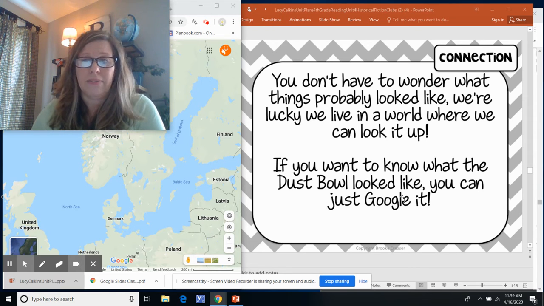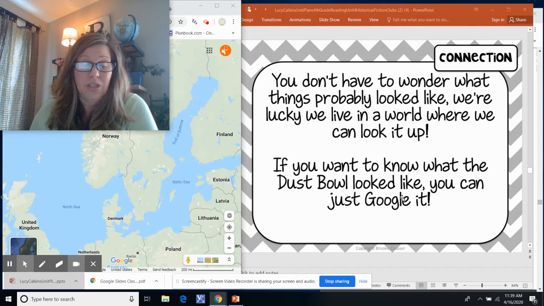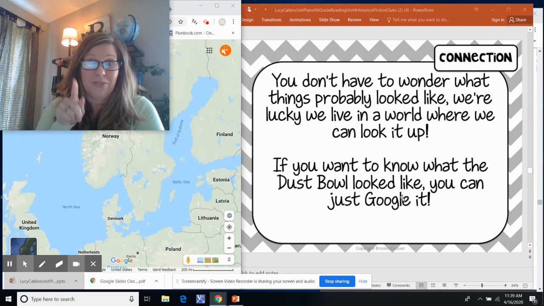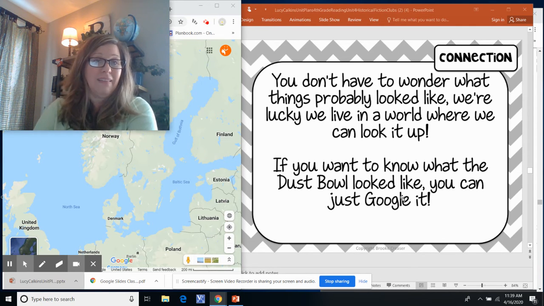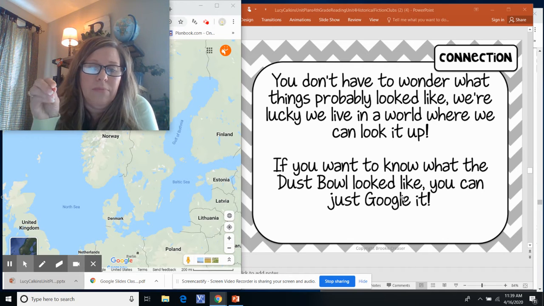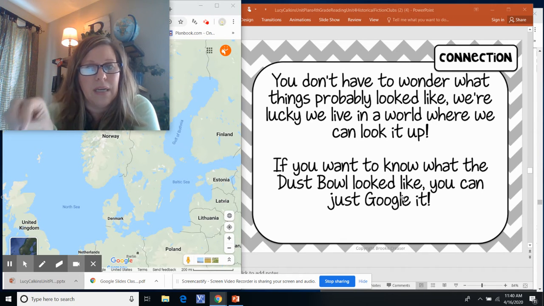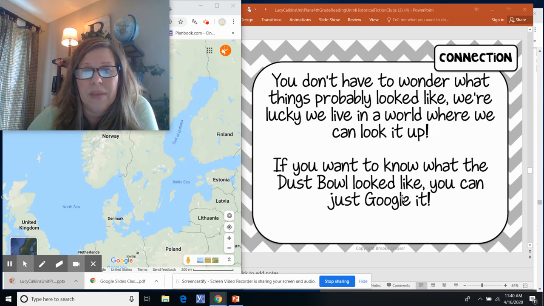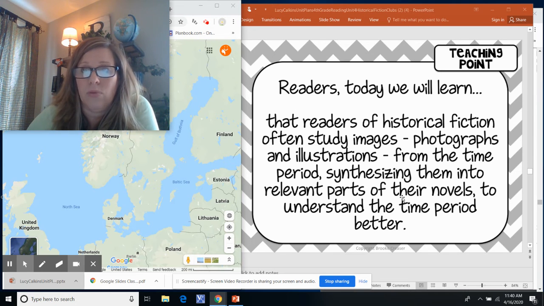We're lucky to live in a world where we can look things up. So if you ever wanted to know what the Dust Bowl looked like, you can just Google it. There have been several times students in my class have asked me a question, and I'm like, hold on, and we go to Google and we punch it in and figure out what they're talking about. And then that image is now easier to place and understand what is happening in the book that they were reading, because now they have an image. So we were really lucky to have Google.